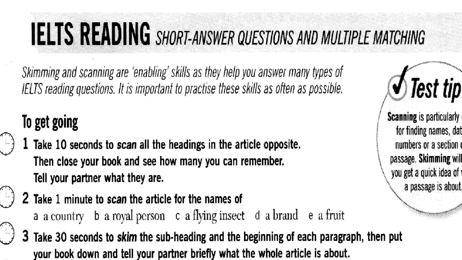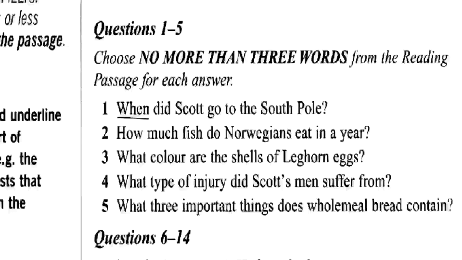Here is the last type, that is short question answers and multiple matching. Short question answer: write no more than 3 words for each question. When did Scott go to South Pole? Means we can write maximum 3 words and minimum 1 word. We cannot write more than 3 words. If we write more than 3 words, we will be penalized.